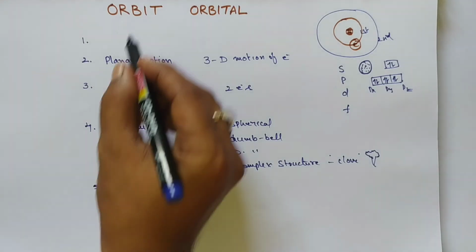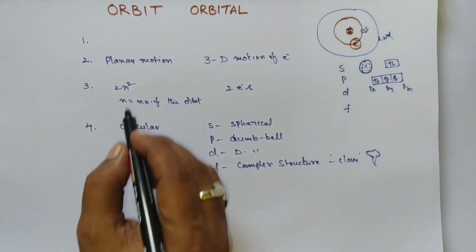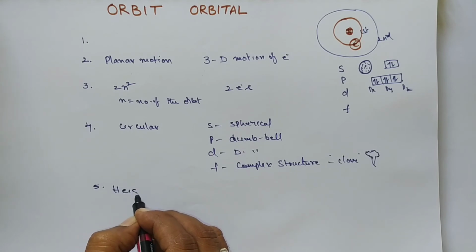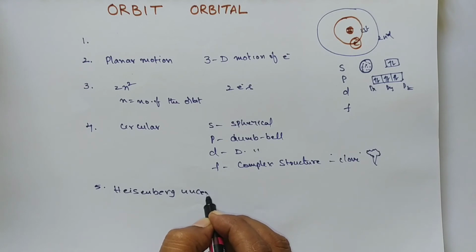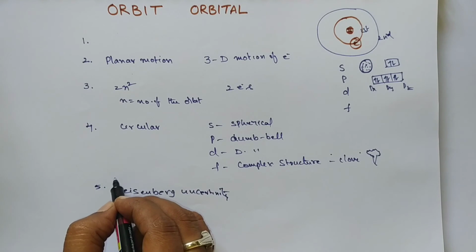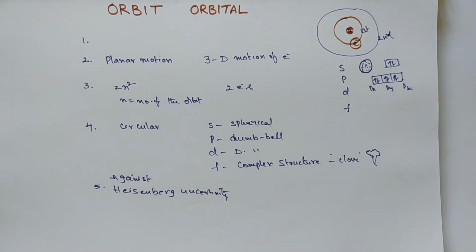Here this orbit is against the Heisenberg uncertainty principle. What is Heisenberg uncertainty principle? According to this principle, the exact position and momentum of an electron cannot be determined simultaneously. So, that is about the Heisenberg principle.